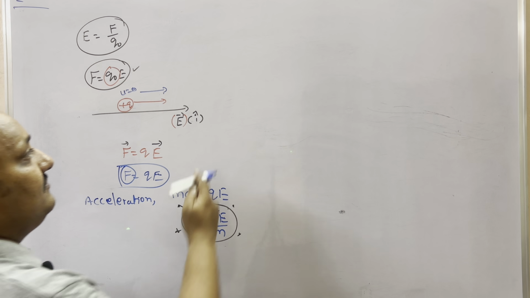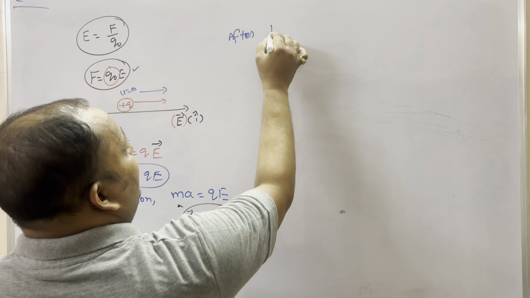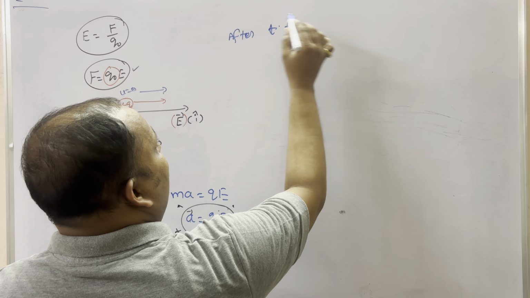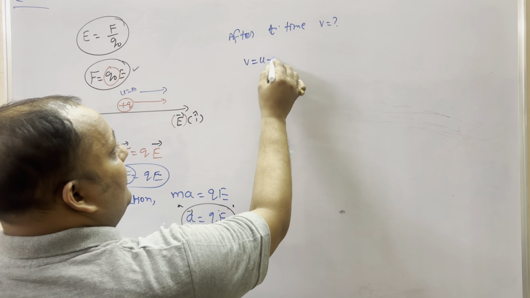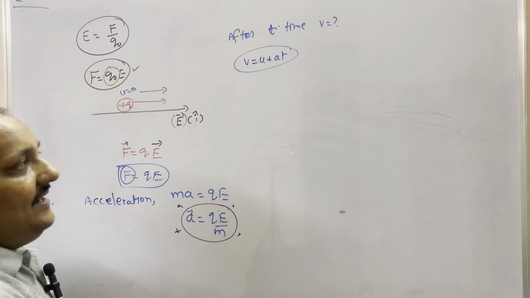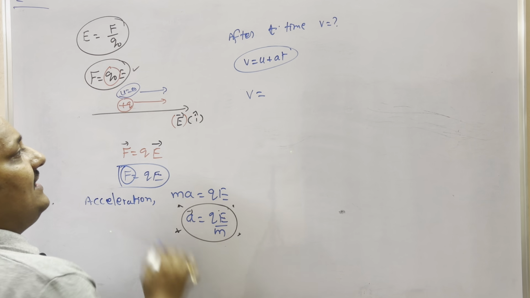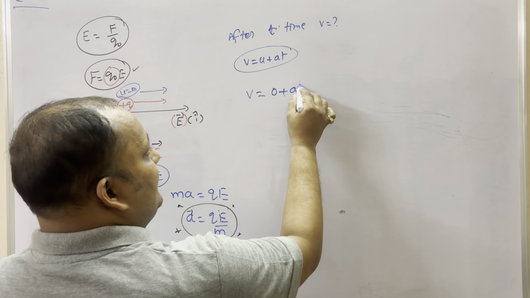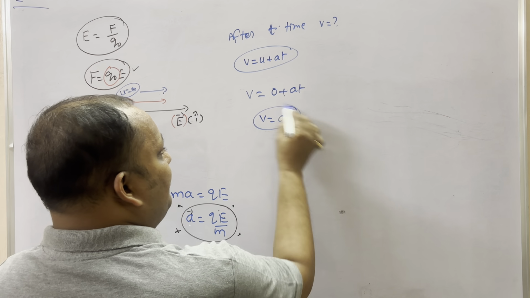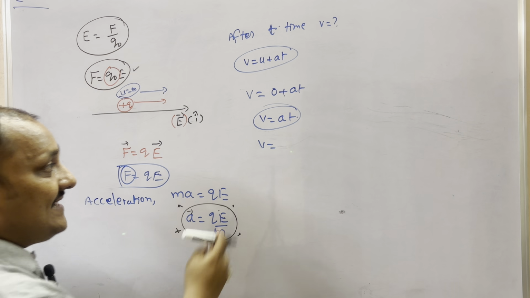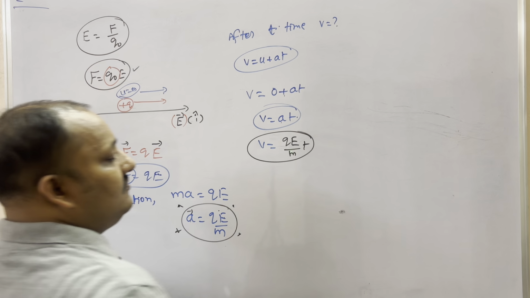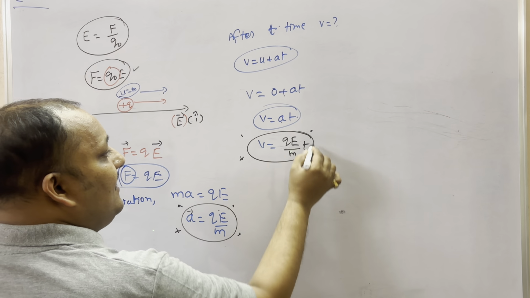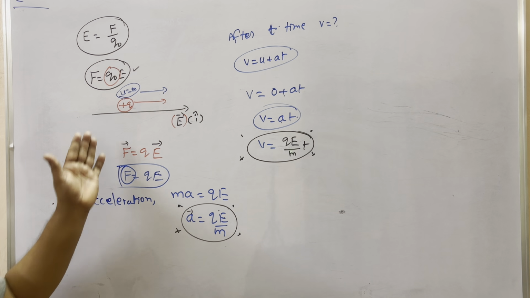Now after t time, what is its velocity, they will ask. We will follow first year equations. V is equal to u plus at. Initially it starts from rest, so v is equal to 0 plus at, so v is equal to at. What acceleration did we get? QE by m. So v is equal to QE by m into t. This is the formula for the velocity of the charge after t time.